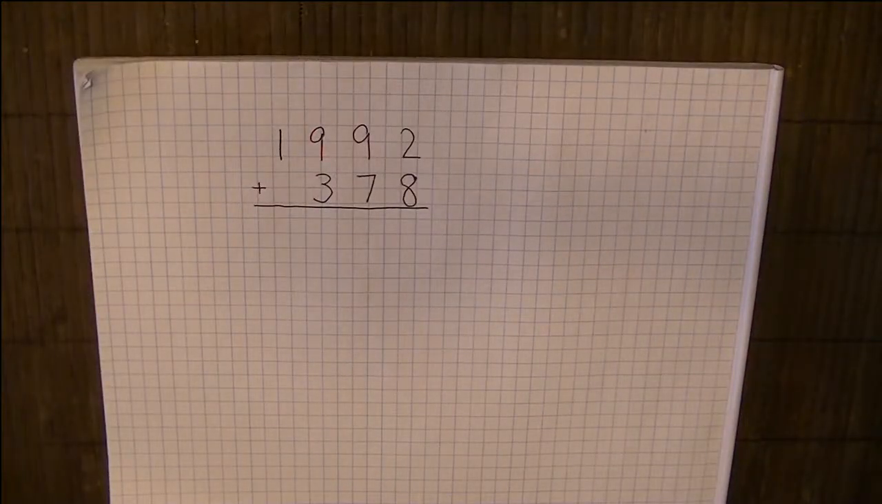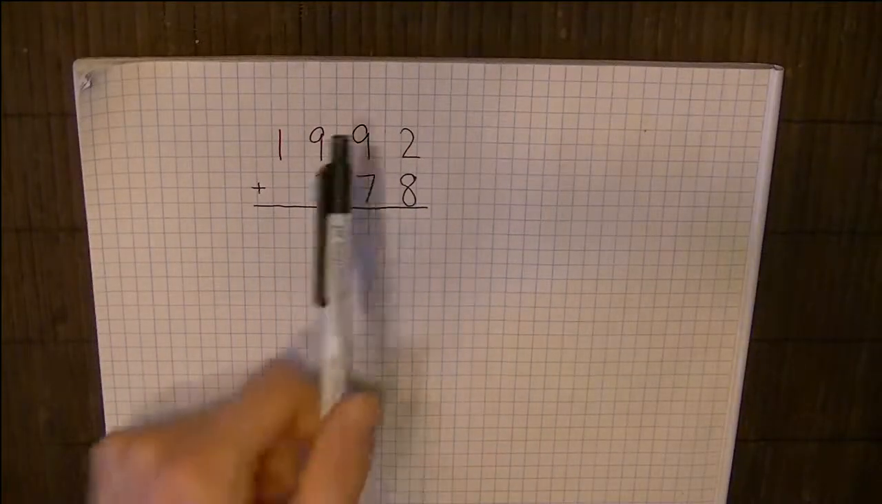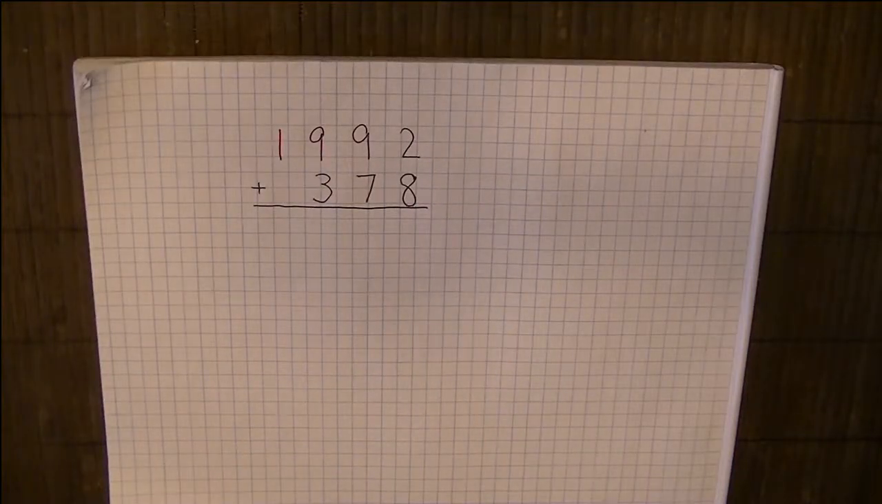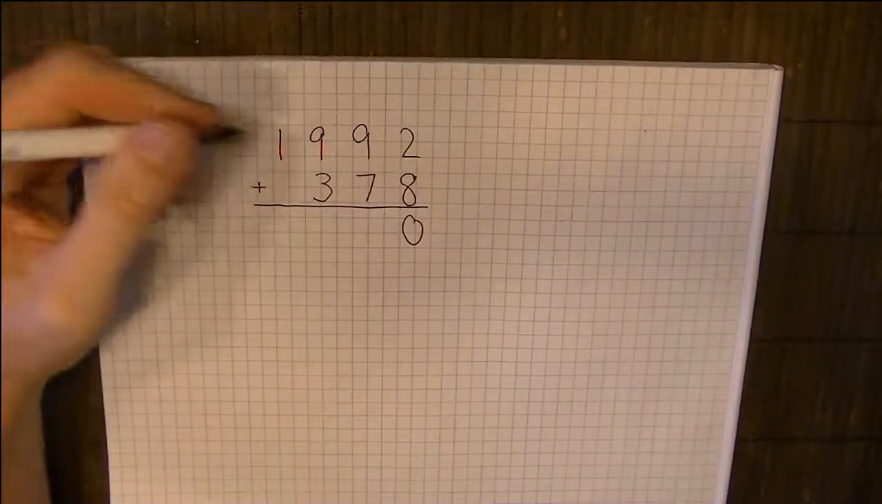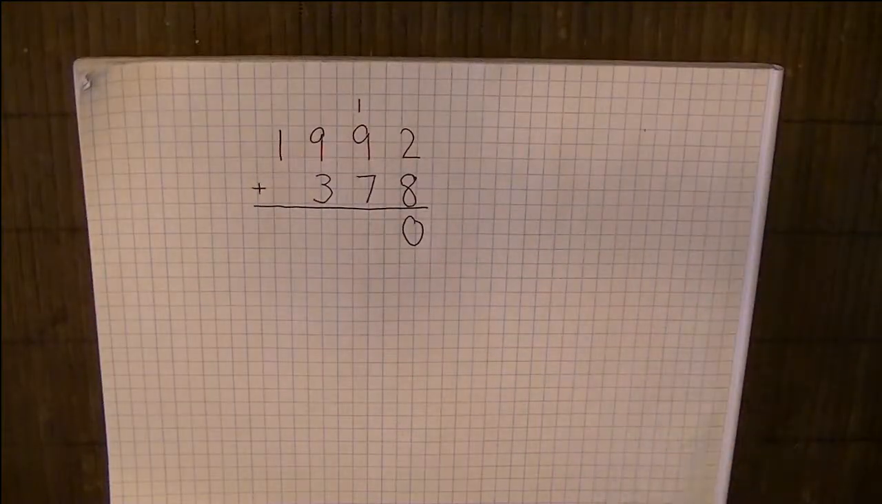Okay, here we go. 1,992 plus 378. How do we do this? Well, remember, we're always going to start with the smaller numbers and build our way up. So we start with 2 plus 8. 2 plus 8 is 10. So we put a 0 and carry the 1. And so now we're done with the units.